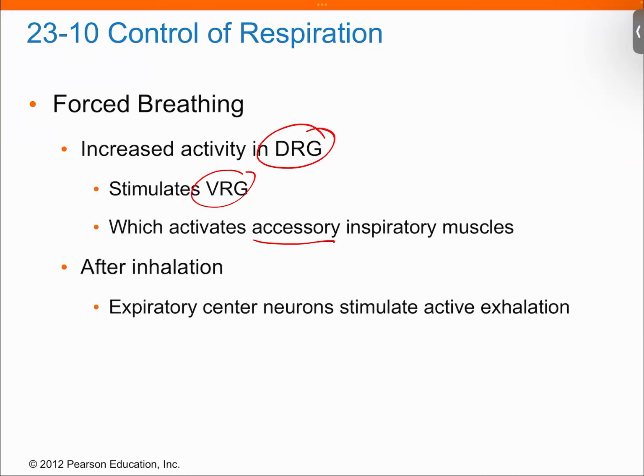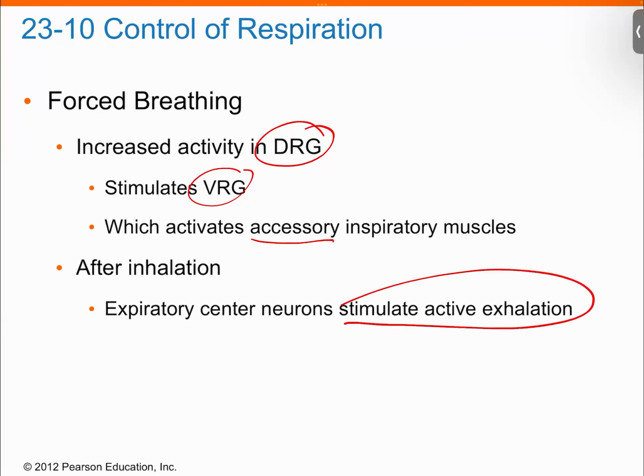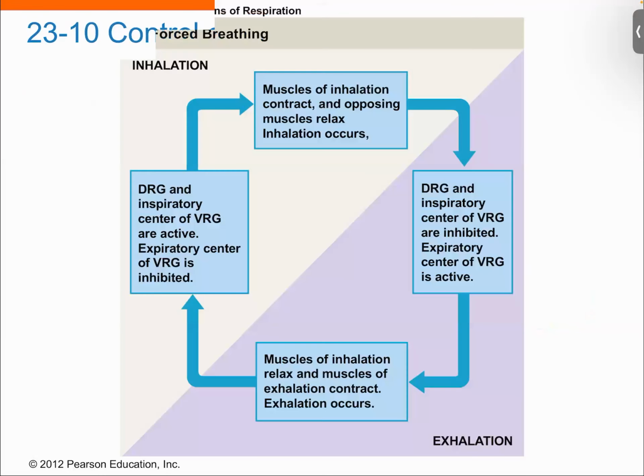And then after inhalation, your expiratory center neurons will actually stimulate active exhalation. So not only that, but you also contract other muscles so that you can squeeze down on your rib cage to squirt out, or force out, the air.